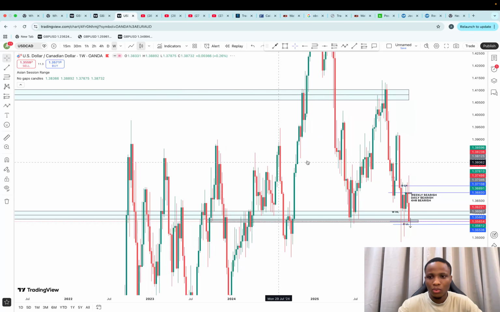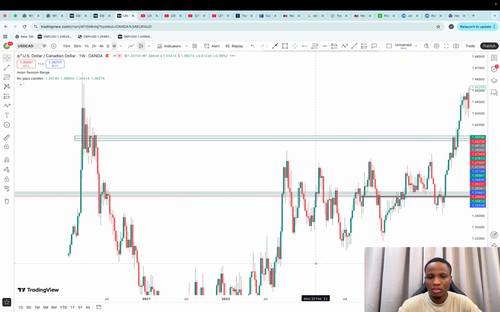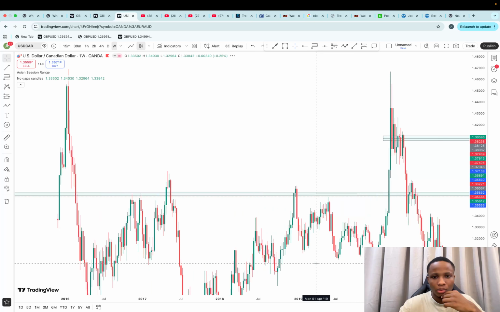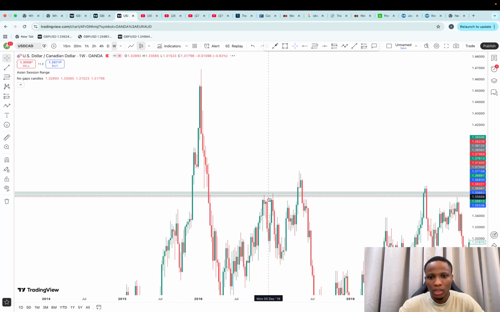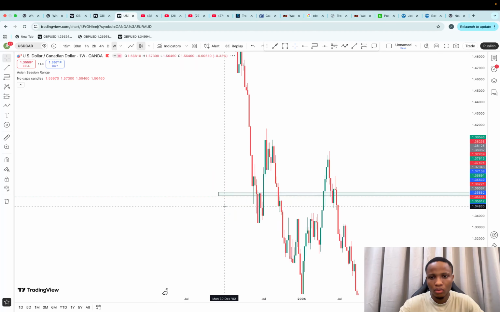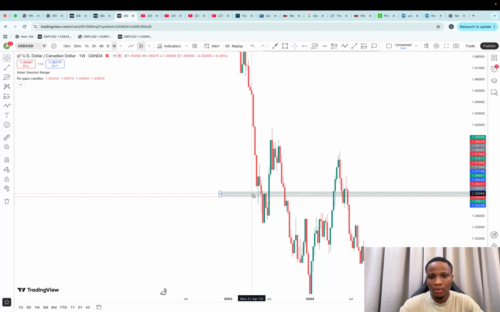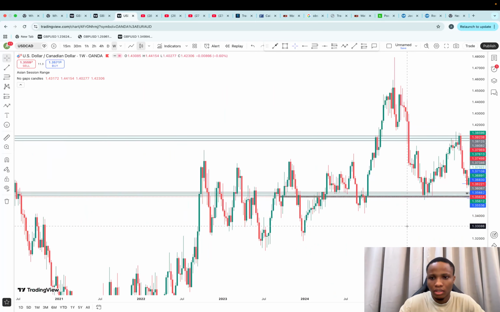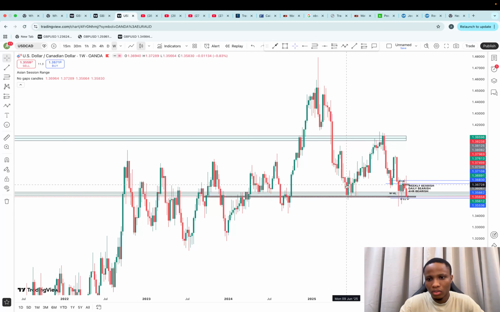On the weekly, you can see we are at a very clean support and resistance zone. Whenever we are above it, we are using it as a support, and whenever we are below it, as a resistance. Sorry about that, let me restate: whenever we are above, we are using it as a support, and whenever we are below, as a resistance.